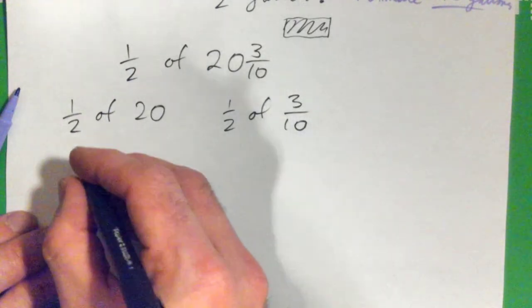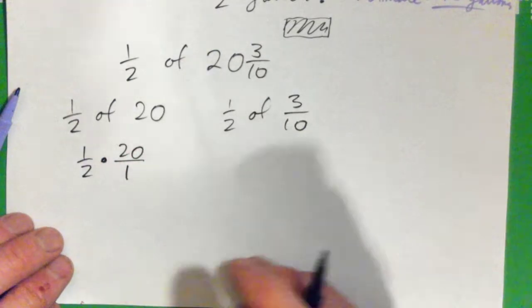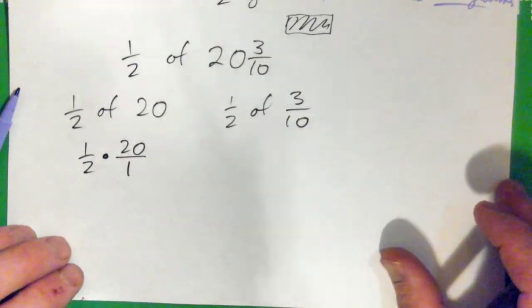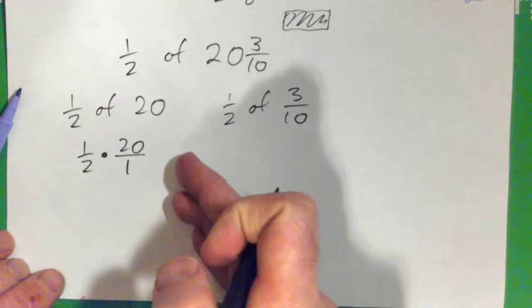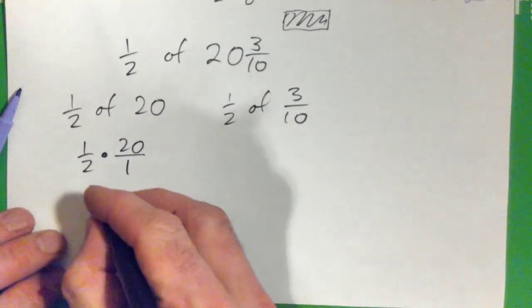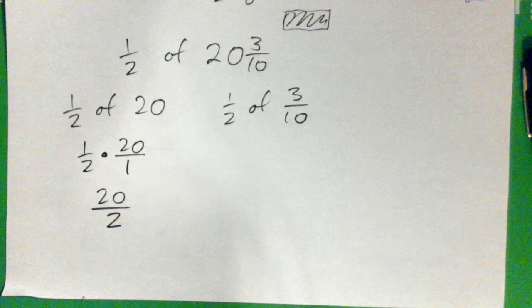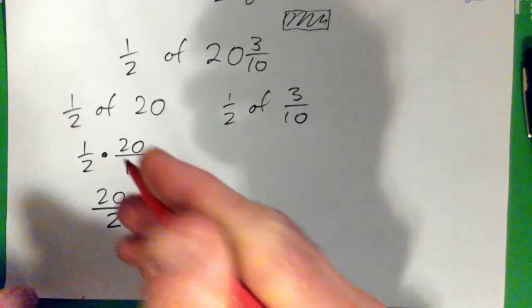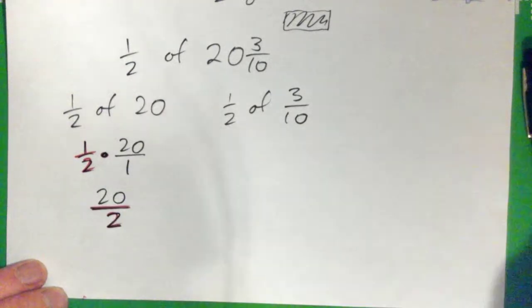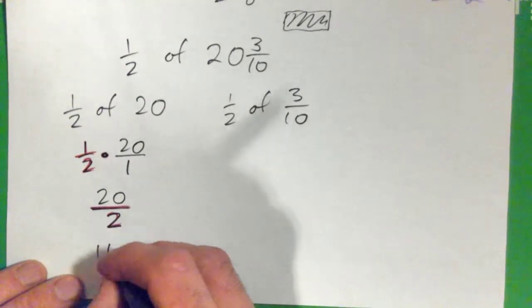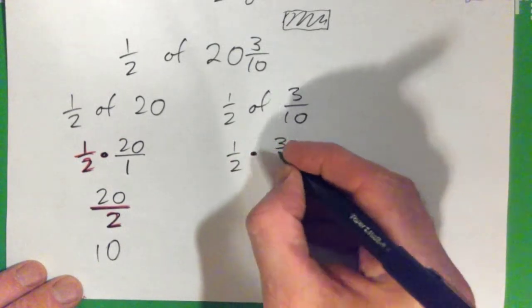So of means multiply. So it's 1/2 times 20/1. Getting a half of 20 means just dividing 20 by 2. That's all you're doing. Getting a half times something is the same as dividing it by 2. Because look, it becomes 20 divided by 2. So a half of something is like dividing something by 2, right? Multiply by a half, divide by 2, same thing. 10.